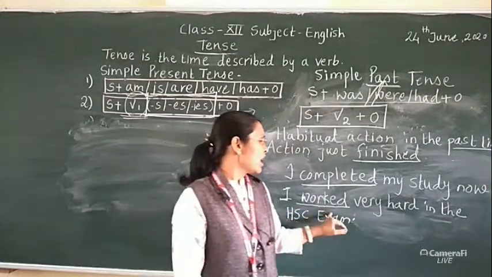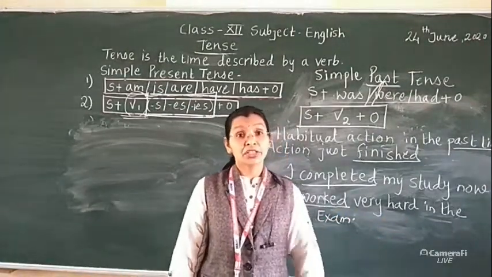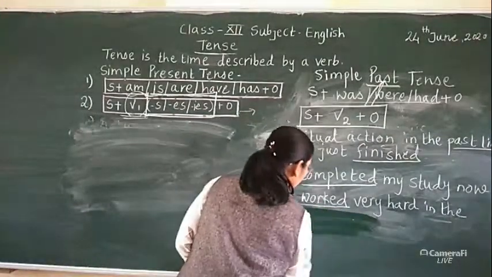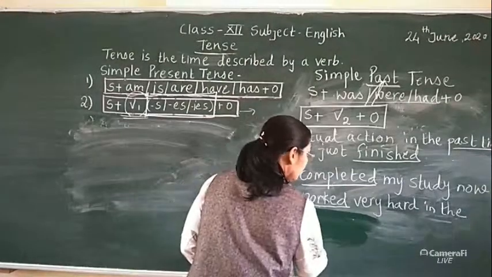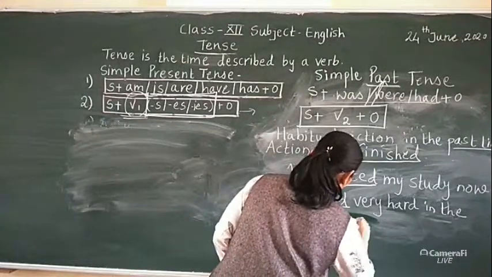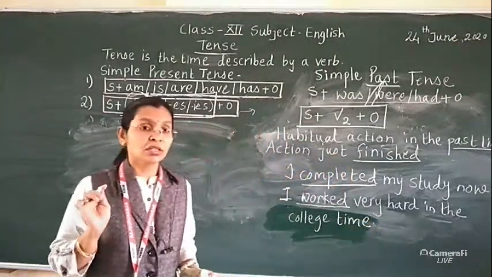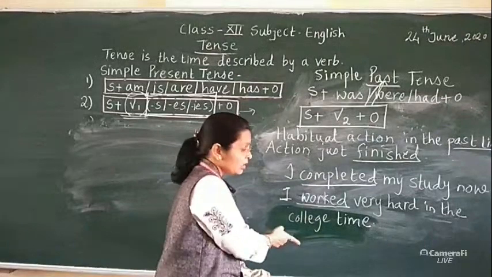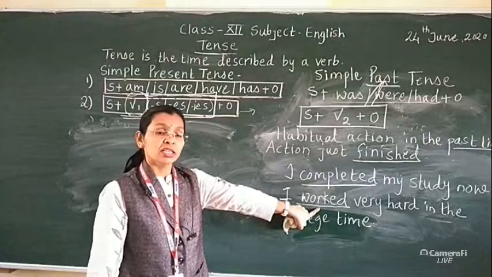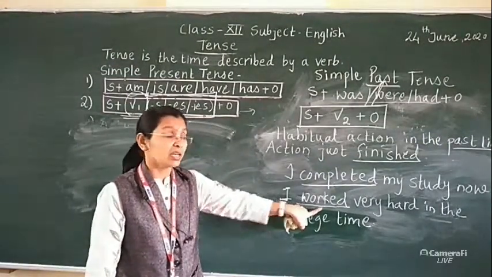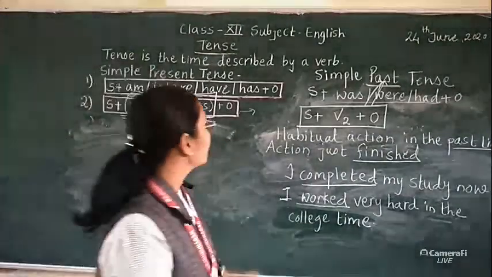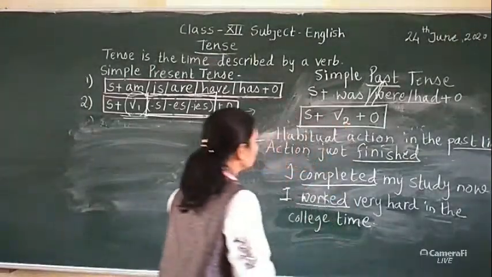As well as I can say I worked very hard in the college time. What is my sentence here? I worked very hard in the college time. So right now I am not in the college. मी आता कॉलेजमध्ये आहे का? नाही. पण जेव्हा मी कॉलेजमध्ये होतो तेव्हा मी काय केलेलं आहे? तेव्हा मी खूप अभ्यास केलेला आहे. So it shows your habitual action. Okay? So we have clear simple present tense, simple past tense.